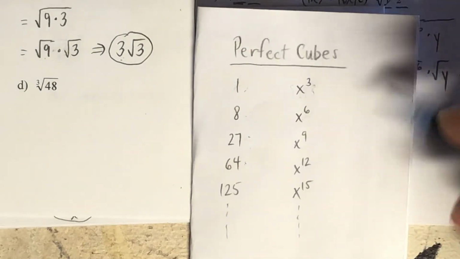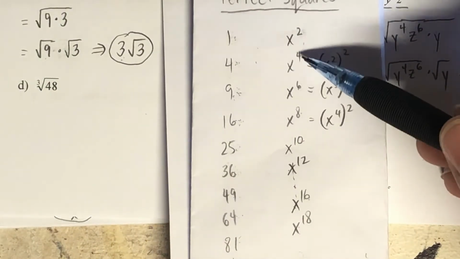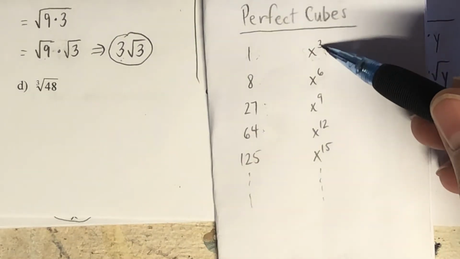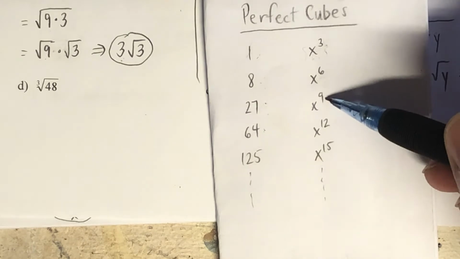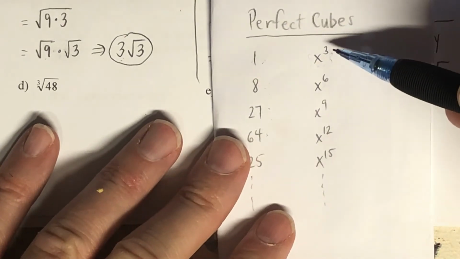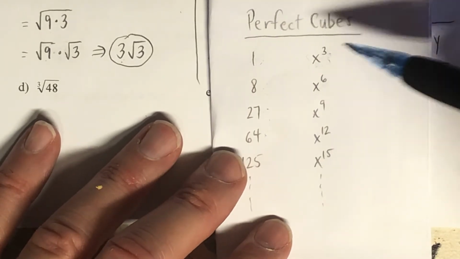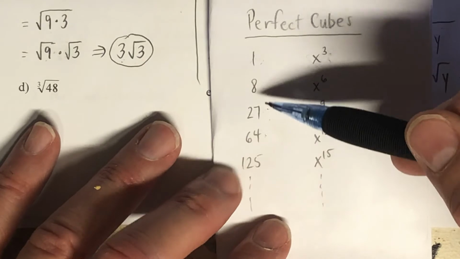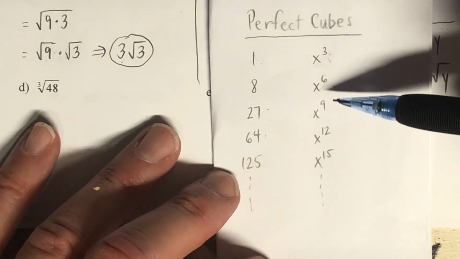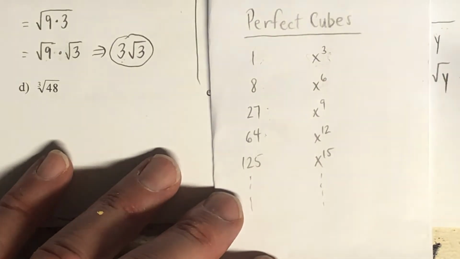And notice here that just like on the front where it was multiples of 2, 2 times 1, 2 times 2, 2 times 3, and so on, the exponents now are 3 times 1, 3 times 2, 3 times 3, and so on. And so just like square roots had multiples of 2, cube roots have multiples of 3. So numbers taken to the third power over here on the left, and then exponents that are multiples of 3 on the right. 3 times 1, 3 times 2, and so on.